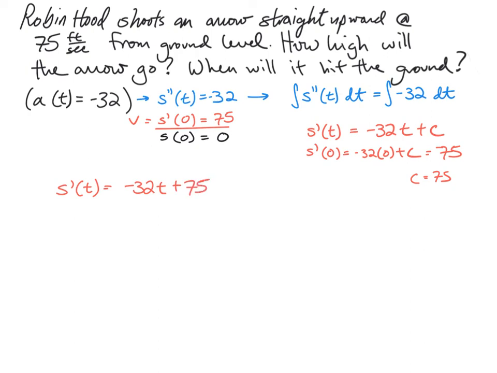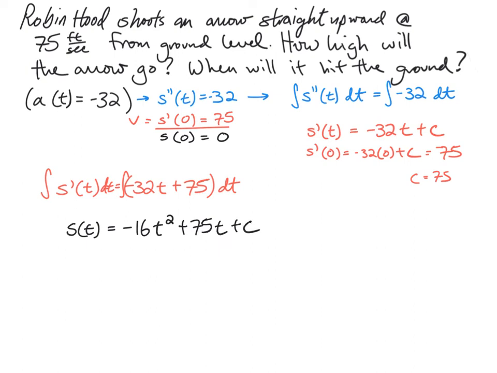And we can now, what can we do? We can take the antiderivative of both sides with respect to t. So that gives us then the position function, s of t, which would be negative 16t squared. So I added one to the exponent and divided negative 32 by 2. We can say plus 75t plus c.